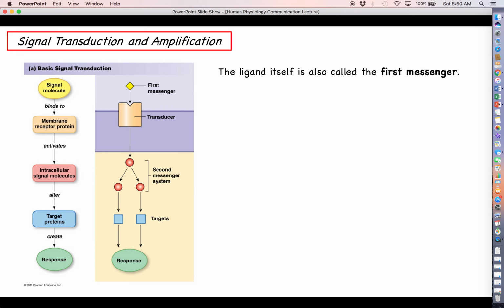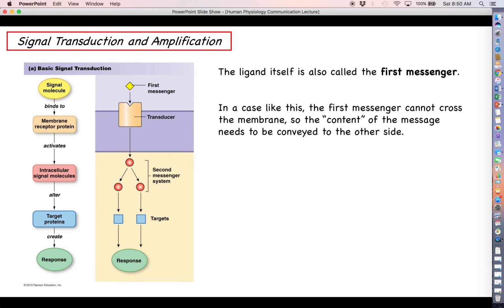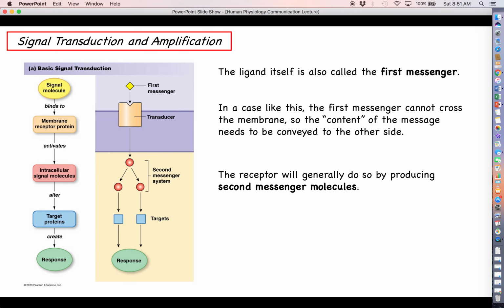So part of any good signal transduction mechanism is going to be the conveying of the content of the first messenger's message to the other side of the membrane. If you think of the membrane as being kind of like a wall, you bring a message to one side of the wall. Well, if you're going to get the message to the other side of the wall, you've got to have kind of an intermediary there to convey that message from one side to the other. So the transducer here, the receptor, is going to transduce this by producing on the other side of the membrane a type of messenger called a second messenger.